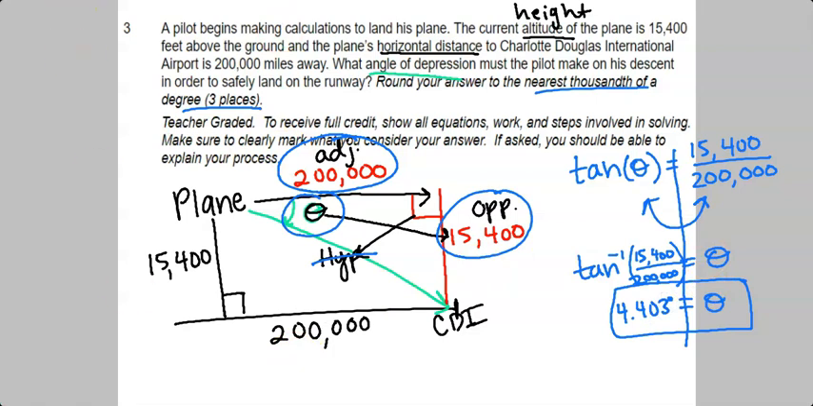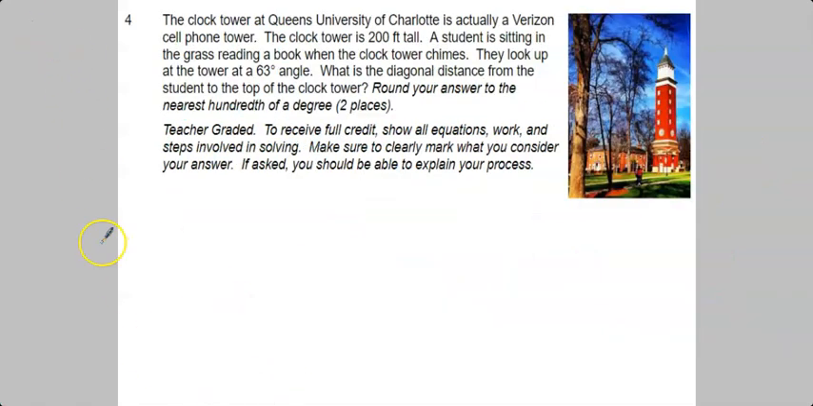All right, let's go on to the last but not least, number 4. So the clock tower at Queen's University of Charlotte is actually a Verizon cell phone tower, true story. So the clock tower is 200 feet tall. So here's our clock tower, 200 feet.